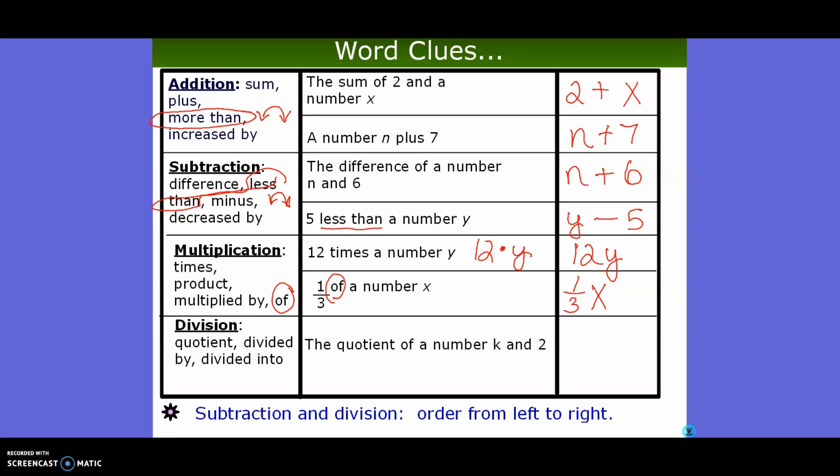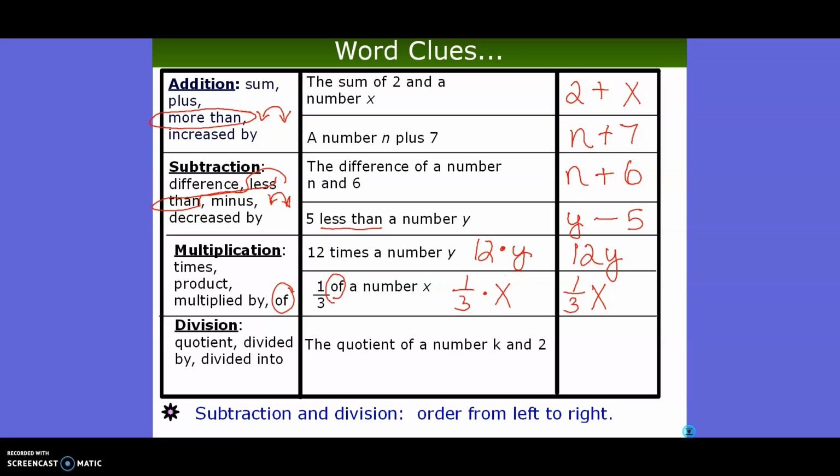Now, a lot of times you'll see just x over 3, of course. However, when we are specifically working on the skill of translation, you must write it as the words are given to you. So the word of means to multiply. So I need that multiplication in there. And again, you could write it with the dot as well.